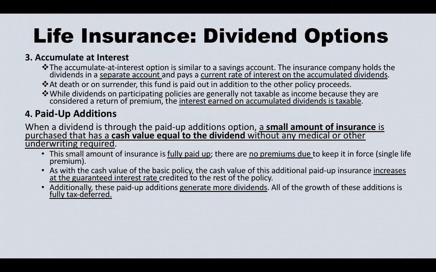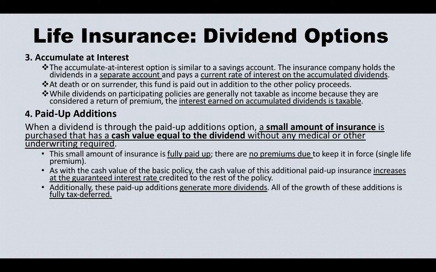A small amount of insurance is purchased at the cash value equal to the dividend without any medical or other underwriting requirement. This small amount of insurance is fully paid. There's no premium due to keep it in force. So when you receive this dividend, you use this small amount of dividend to buy like a single premium insurance. So it adds up, right? So this is the paid up addition.